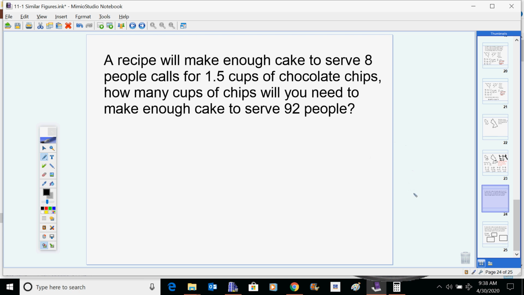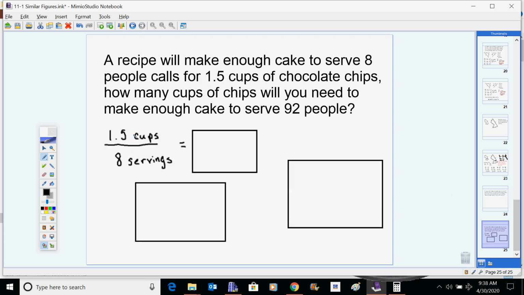Okay, so you can make cake batter in larger and larger pans, but you need to have enough batter to make the appropriate amount of cake. Anybody who gets into catering or anything like that. So we want to compare the amount of cups of chocolate chips to the amount of people. So 1.5 cups is going to give us 8 servings, or enough for 8 people.